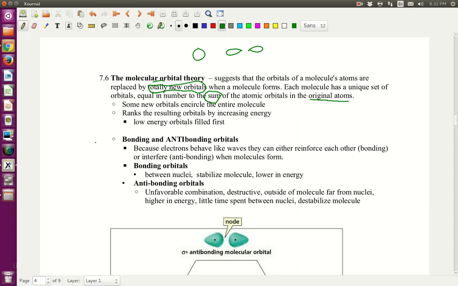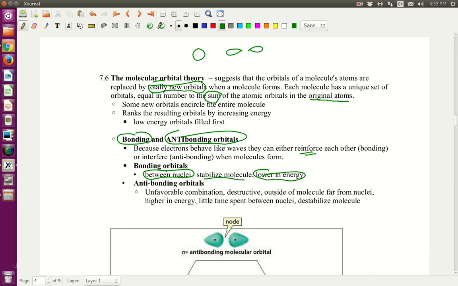Now, when we have this, we have something called bonding and antibonding orbitals. Because electrons behave like waves, remember they can be particles or waves. They can either help each other, reinforce each other, or interfere with each other, just like waves. So I have some pictures about that in a minute. Bonding orbitals are between the nuclei. They stabilize the molecule, and they have lower energy.